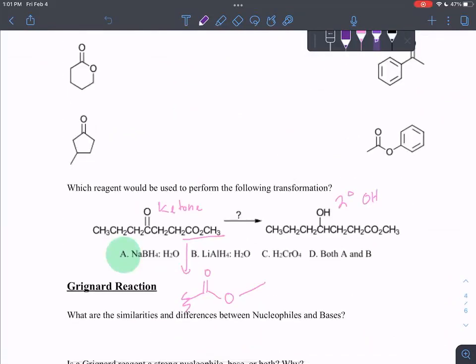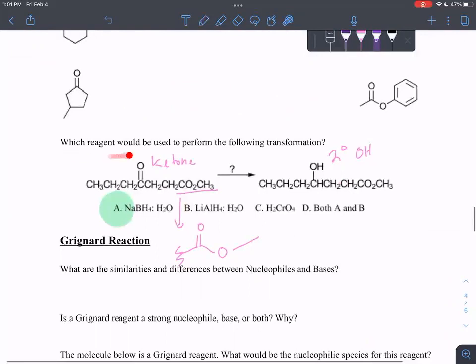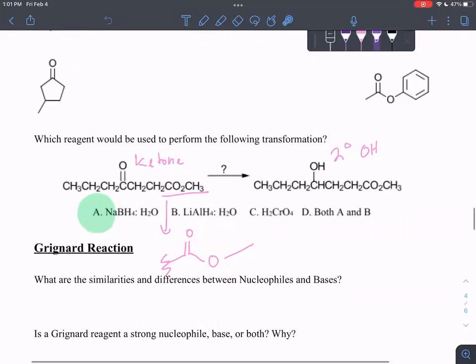Okay, so first I wanted to mention this question from yesterday. We said which reagent would be used to perform the following transformation, and in this reaction we had a ketone that got reduced to a secondary alcohol. But when you get problems like these, which I think are fairly common, where they give you the condensed formula, you just have to look for what other functional groups are present. So in this case, we had an ester present, and you can tell that by the formula.